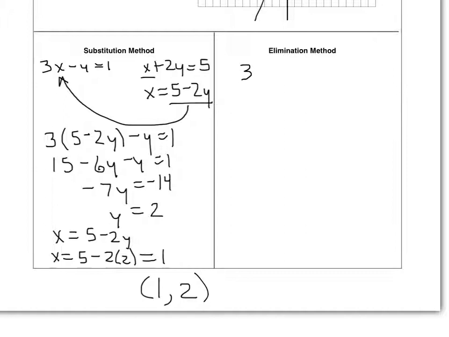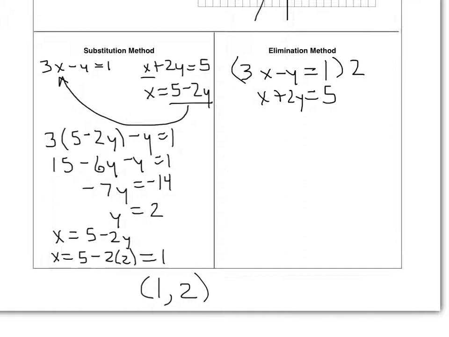So finally, we want to do elimination. 3x minus y equals 1, and x plus 2y equals 5. In order to do elimination, or the addition method, we want to be able to add these two equations together so that either the x or the y disappears. I choose to eliminate the y's because it's a plus 2y and a minus y. It's already set up where one is positive and one is negative.